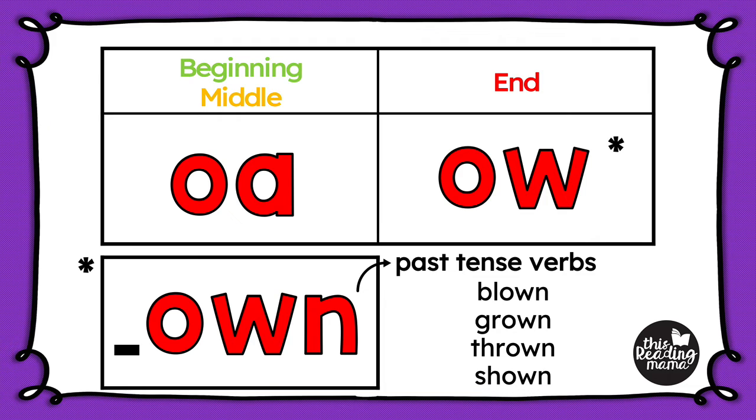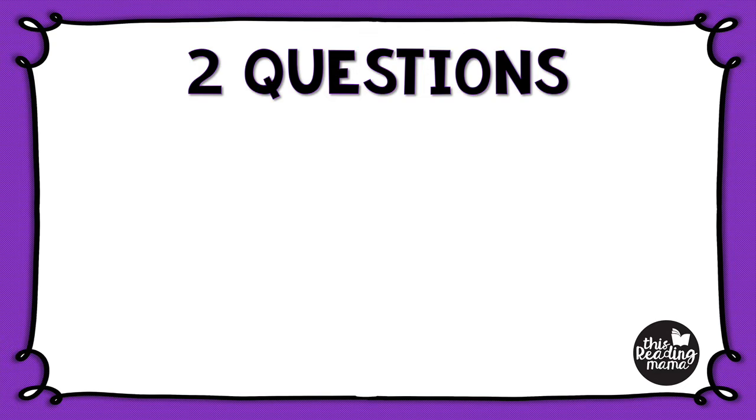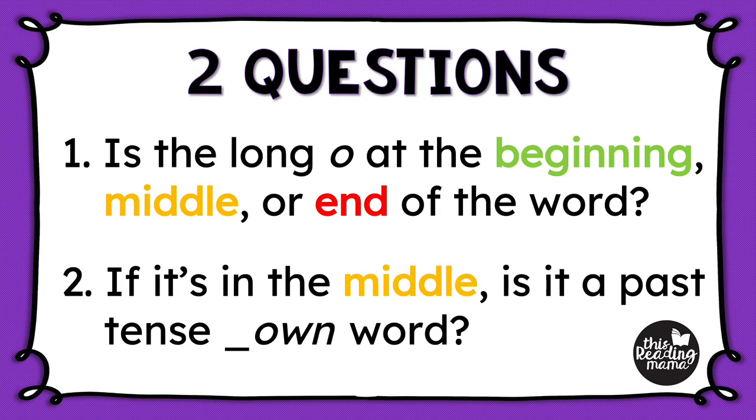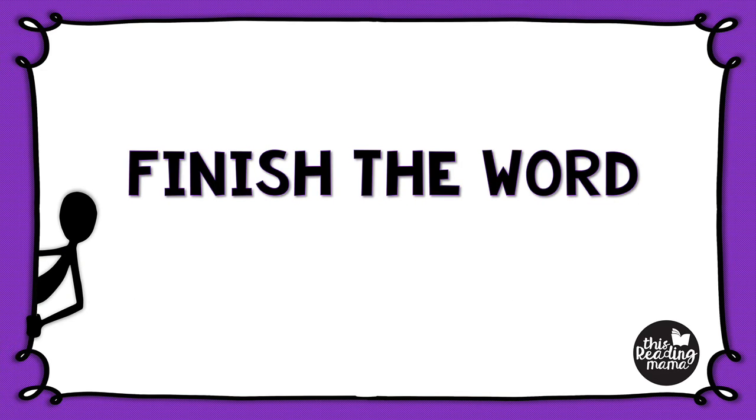and shown. When we're teaching these vowel team spellings, there are 2 helpful questions our learners need to ask themselves to know how to spell the word. First, is the long O sound at the beginning, the middle, or the end of the word? And if it's in the middle, is it a past tense own word that we just talked about? Let's try it out, asking ourselves these questions with a few words.